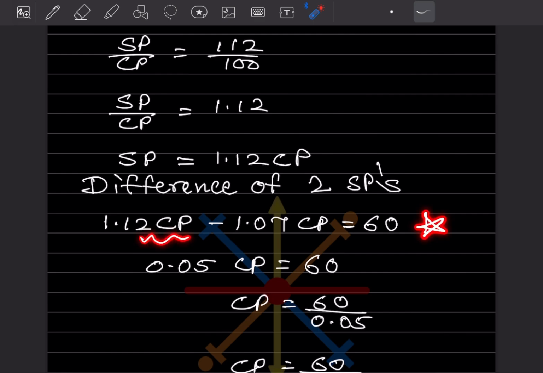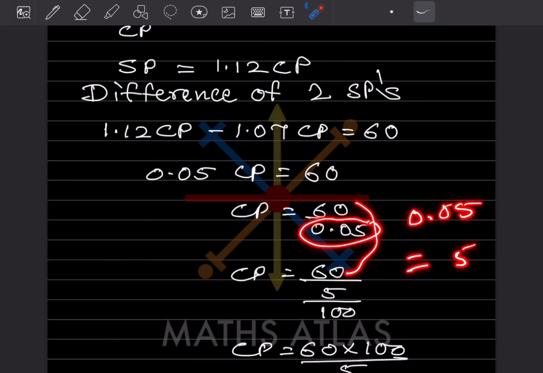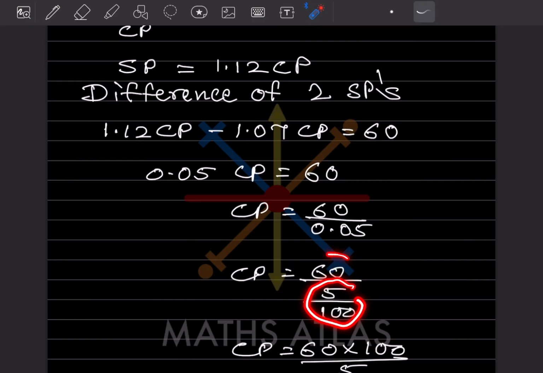So now after subtracting, 1.12 minus 1.07 should be 0.05. So here 0.05 CP is 60. So CP will be, this is actually multiplication, so that will be 60 divided by 0.05. So again, here I have simplified. For this 0.05, we can write here 5. After decimal, two numbers means you are going to divide it by 100. So now this will be in the denominator. This is the numerator. So the numerator again stays the same.